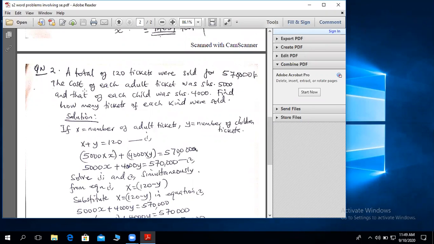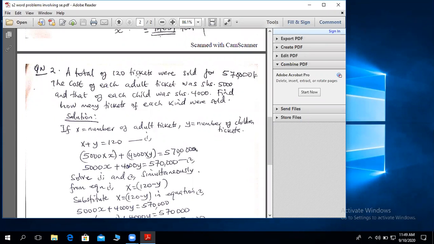So we have 2 classes of people who are going for the flight. We have adult class and child class, but they pay different amounts of money. The tickets are sold at different amounts. But we are being told that the cost of the adult ticket is 5,000 and the cost of the child ticket is 4,000. Find how many tickets of each child were sold.